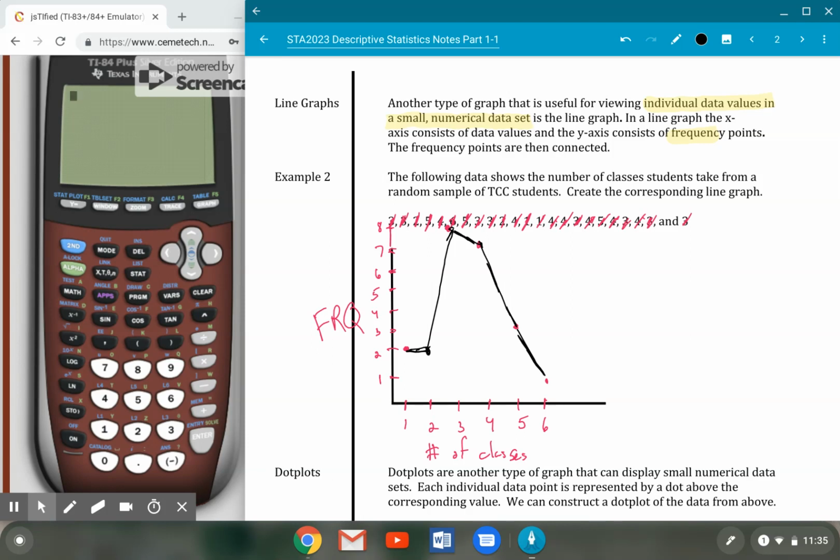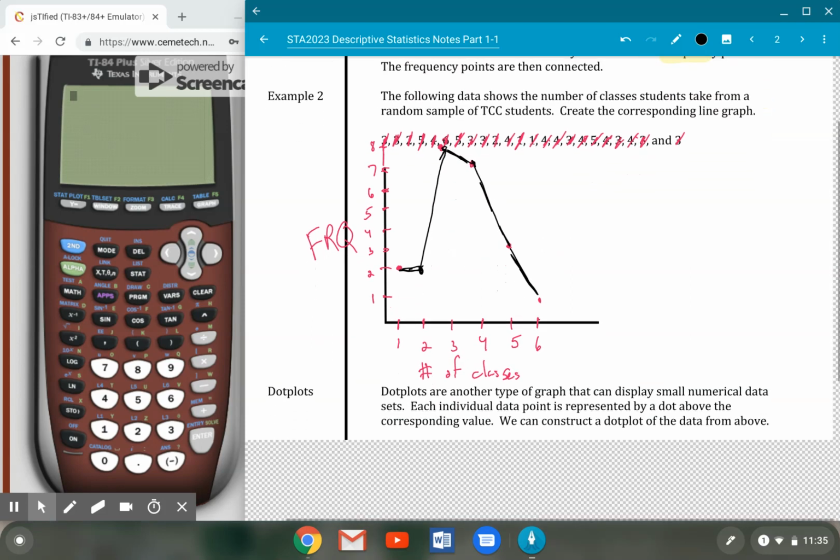So again, I can just see my range, what's typical, range from 1 class to 6 classes on the low to high end. Most students are taking 3 or 4 classes. Those have the highest frequencies, although some students take 1 or 2 classes, others take 5 or 6.